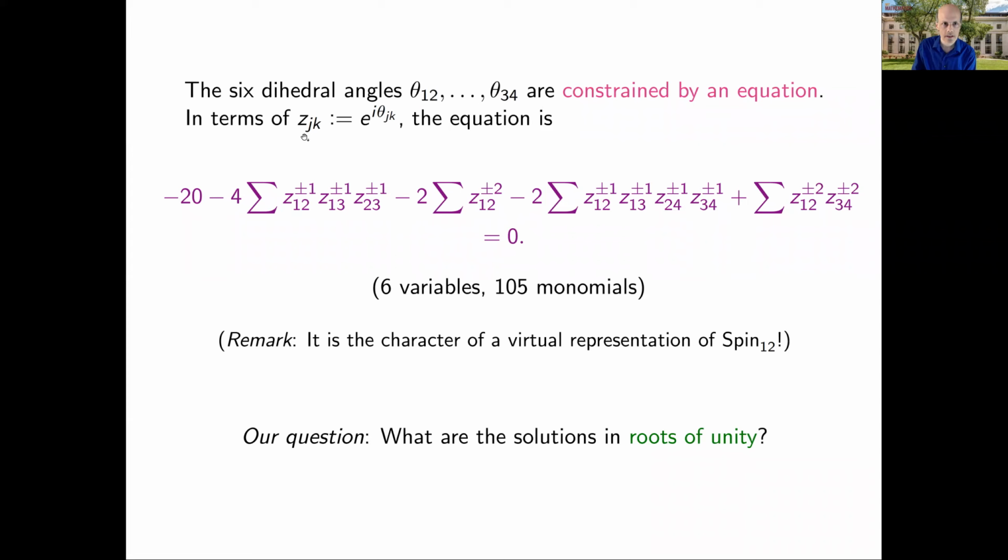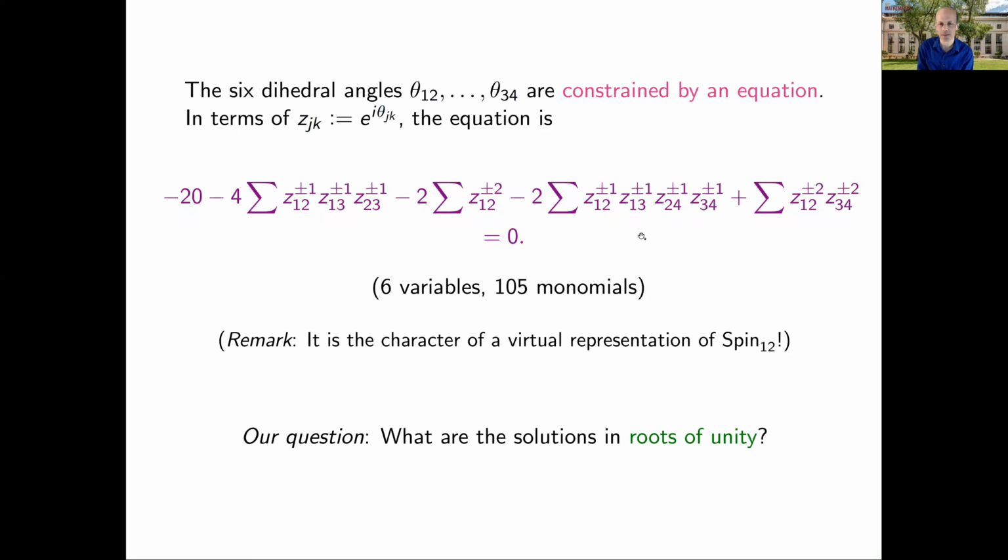So if I introduce these complex variables on the unit circle, then the equation that is true for any tetrahedron is this equation. It's more complicated than it looks, because these sums are supposed to be symmetric sums where you use the action of S4 on the vertices. So you permute the 1, 2, 3, 4, and you take the sum of all of it, and you also sum over all possible signs. Altogether there are 6 variables, one for each dihedral angle, and then there are 105 monomials.